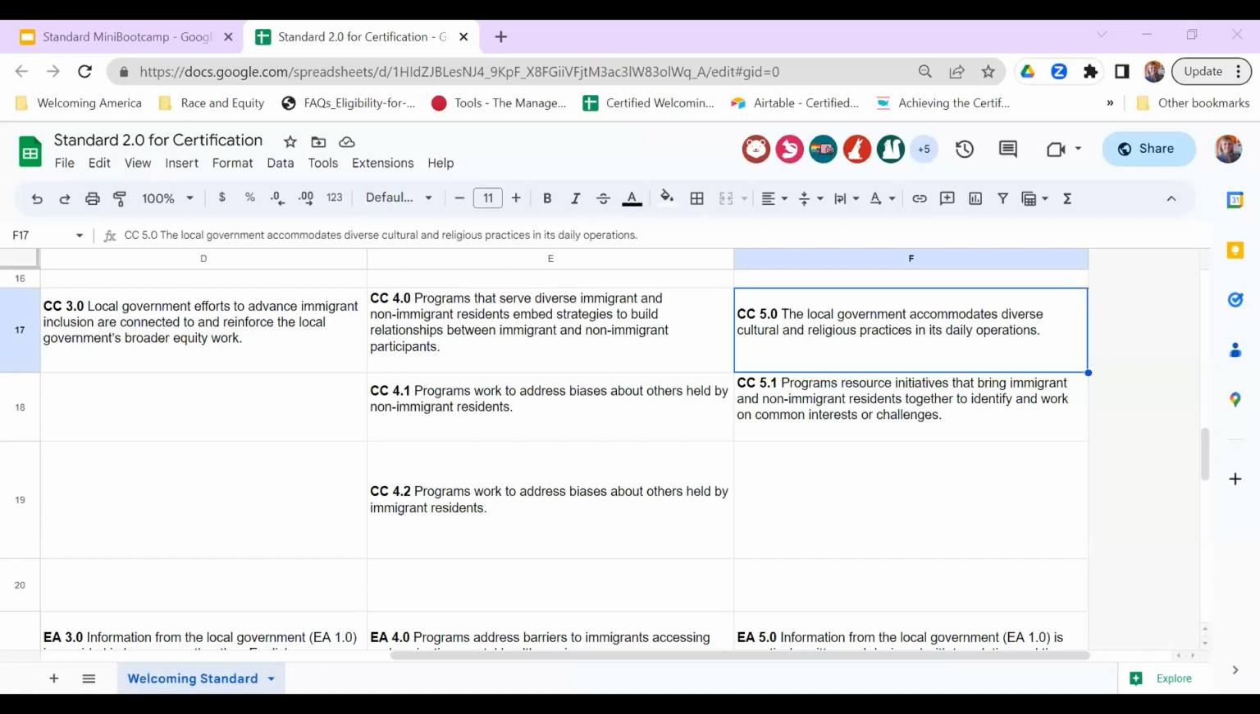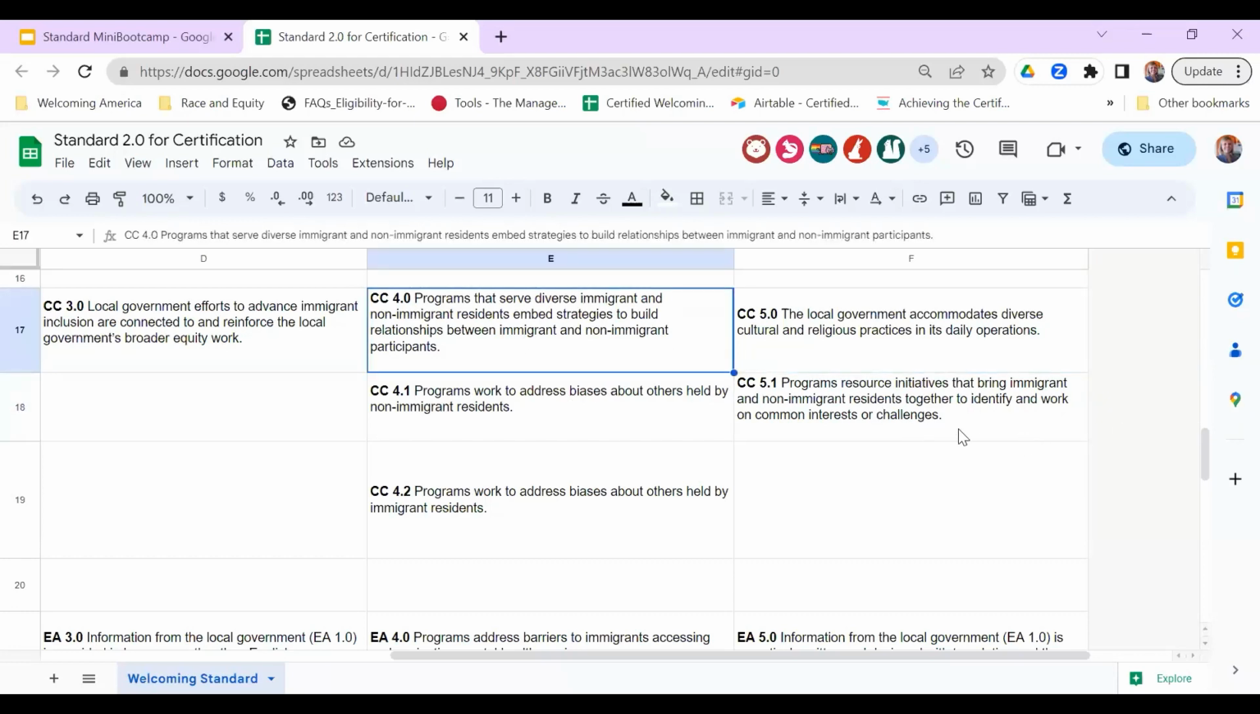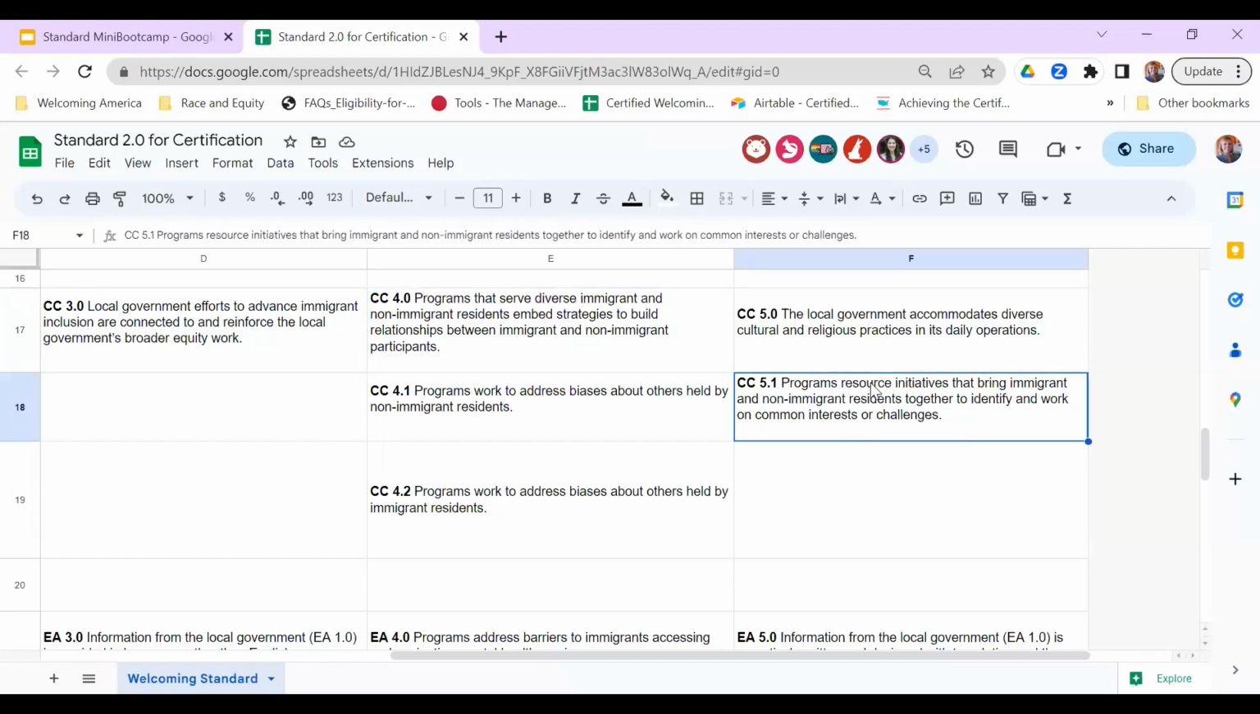And then with 5.1, programs and resource initiatives that bring immigrant and non-immigrant residents together to identify and work on common interests or challenges. And so 5.1 is very similar to 4.0. But just want to recognize that this word here, resource initiatives, is really what we're thinking about. And so, again, requiring these types of programs that typically, maybe immigrants and non-immigrants are already coming together around, but being really intentional about how they build relationships and how they're resourced. So ultimately what we're looking for is a long-term investment in bridge building and community, and that there's someone who is investing in social cohesion in the community, and that those strategies are research-based.